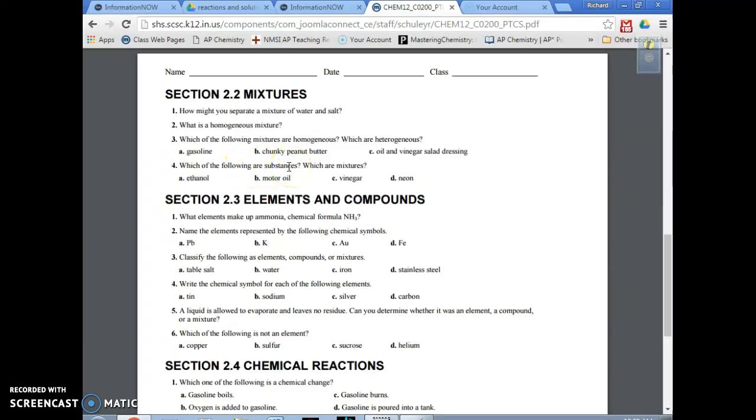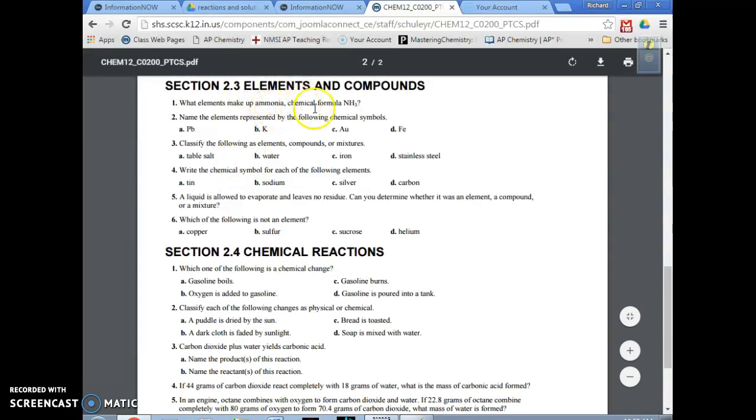Which of the following are substances? Remember, substances are pure. Elements or compounds. Ethanol is a compound, so it's a substance. Motor oil is actually a mixture. That's a tough question. Vinegar is water and the chemical that makes up vinegar, so it's a mixture. Neon's an element, so that's a pure substance.